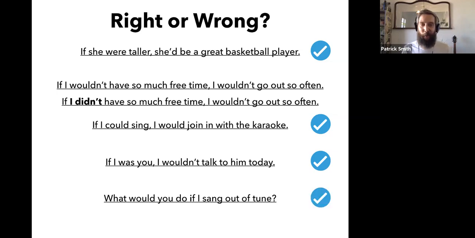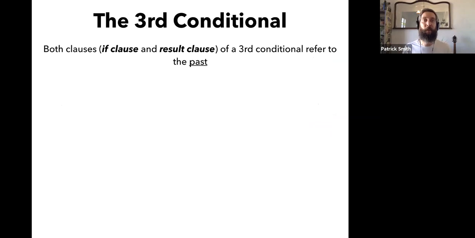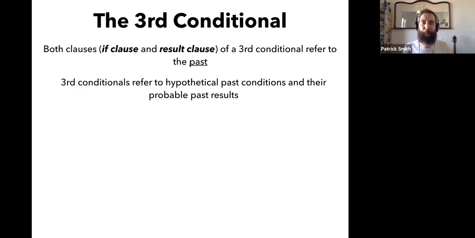I'm conscious of the time, as always. I'm running over. So the third conditional. So we finished with the second for now. We'll move on to the third. So both clauses this time, the if clause and the result clause, are in the past. Everything's in the past. When you form a third conditional, it's all in the past. Okay? It's hypothetical. It's all hypothetical, and it's all in the past. So we have a hypothetical condition, and then the probable result or the probable consequence of that past condition. All in the past.